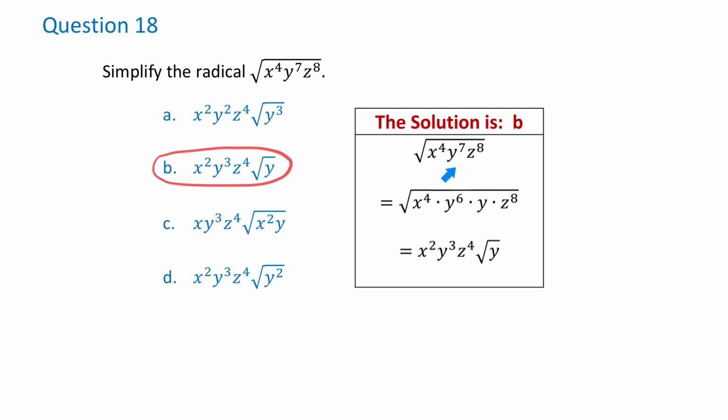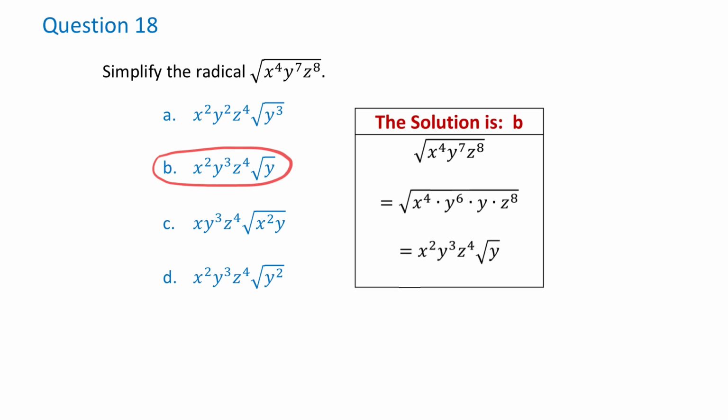However, y to the 7th power is not a perfect square, therefore we need to write it as a product of y to the 6th power times another y. Then the square root of y to the 6th power is y cubed because y cubed raised to the 2nd power is y to the 6th power. So here we have x squared, y cubed, and z to the 4th power. However, this y remains inside the square root.